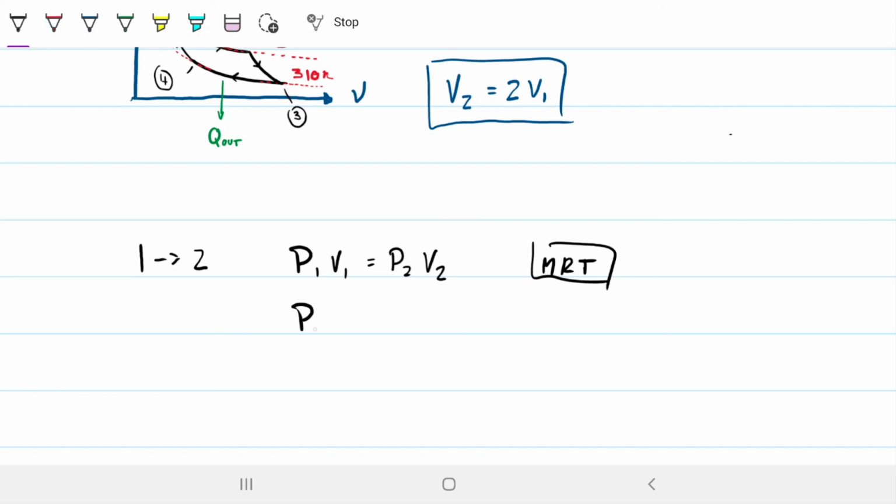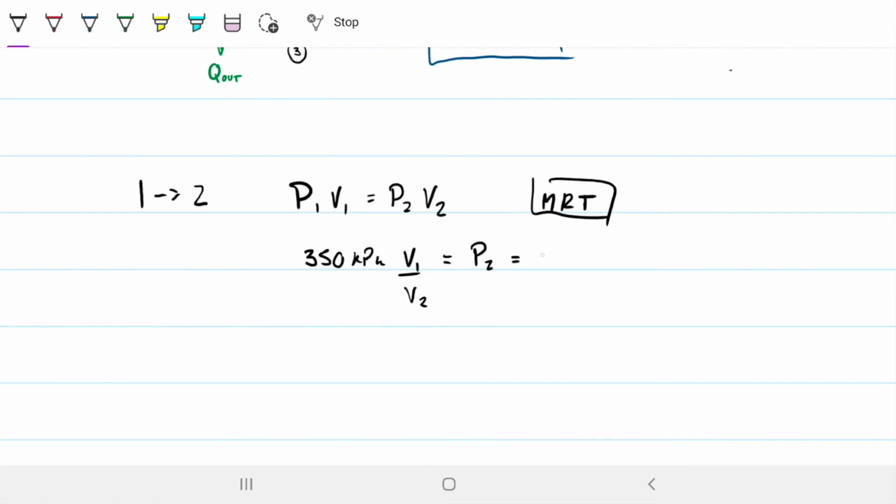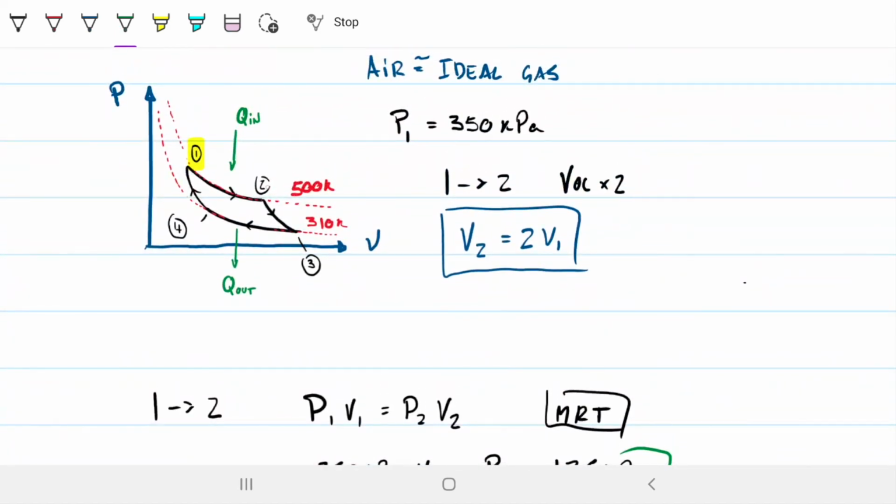And in this case here, we know that P1 is, what is it, 350? Yeah, 350 kilopascals. And we know there's a relationship between V1 and V2. And because V2 is double V1, that means that my pressure is going to be half the pressure of P1, right? So my pressure on P2 is simply 175 kilopascals. That's straightforward.